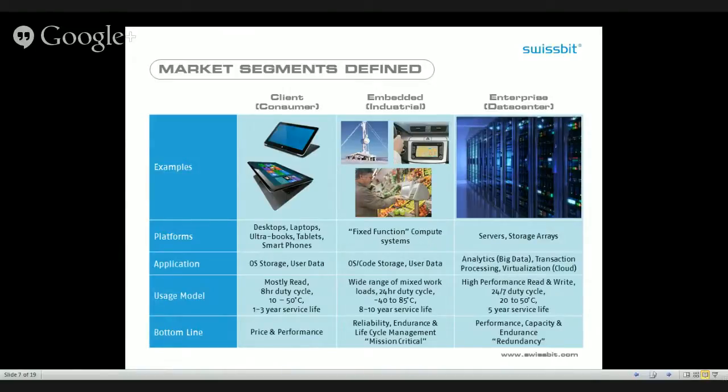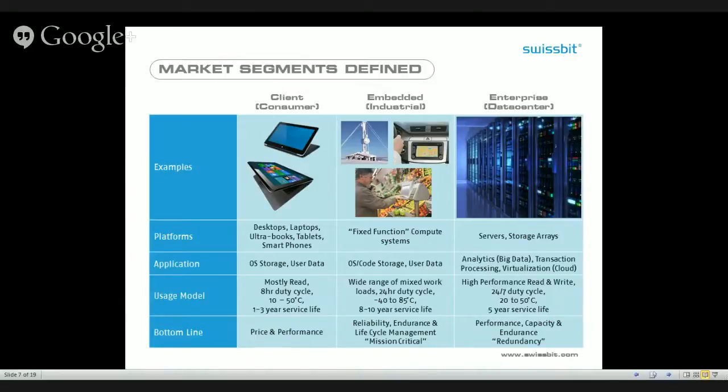For example, gaming applications are largely read-only applications, but other applications such as data loggers or industrial controls have a much more mixed workload. In all cases, for embedded systems, it's typically a 24-hour duty cycle, and the temperature range can vary from 0 to 70 or even -40 to +85. And one key difference is that in most embedded applications, the service life is anywhere from 8 to 10 years.